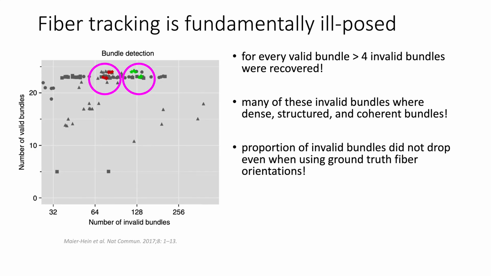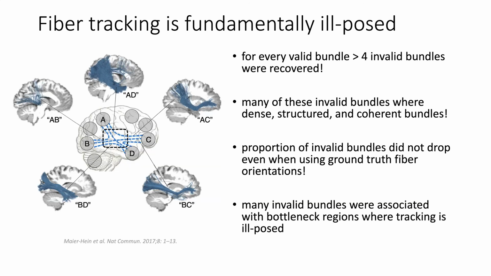Even when tracking using the ground truth fiber orientations that were used to create the phantom, the number of false connections did not really go down. When looking at the cause of these valid bundles, most of them were associated with bottleneck regions, where tracking is fundamentally ill-posed. So I would like to argue that these results clearly support the inconvenient truth that current fiber tracking techniques cannot be used to reliably quantify long-range structural connectivity.